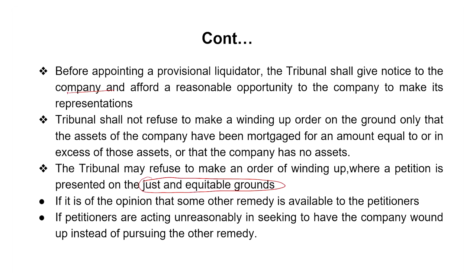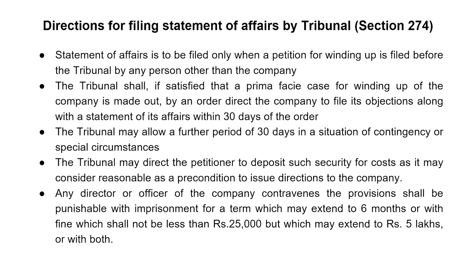If it is the opinion that some other remedies are available to the petitioner, then generally the tribunal asks them to exhaust those remedies. If the petitioner is acting unreasonably in seeking the company's winding up instead of pursuing the other remedies, then the court dismisses the petition. The tribunal may ask the petitioner to exhaust the other remedy and may impose costs on the petition. So that is the total discretion of the tribunal.